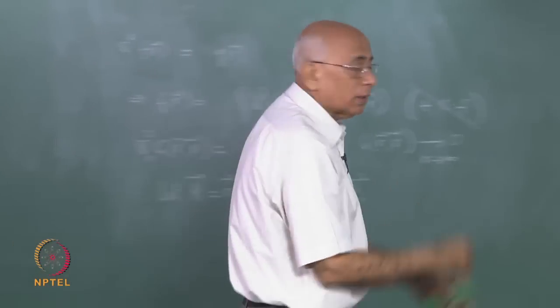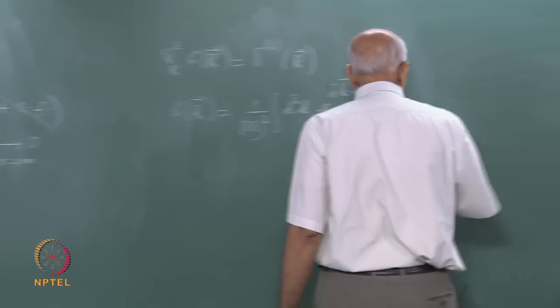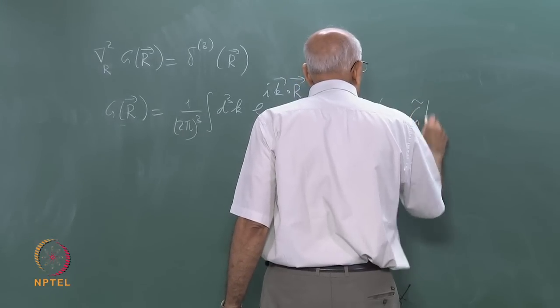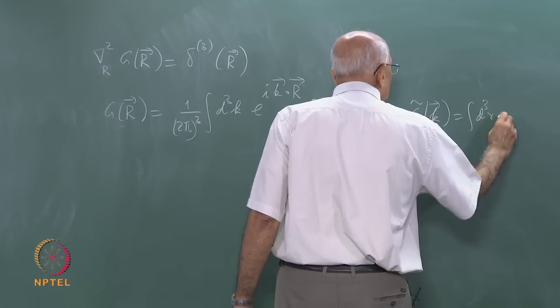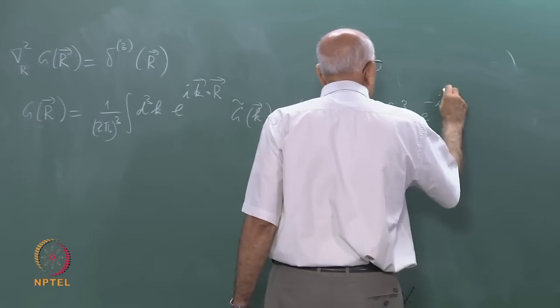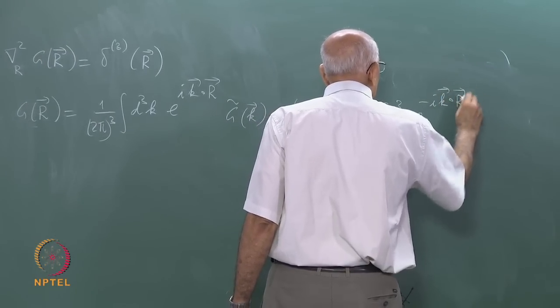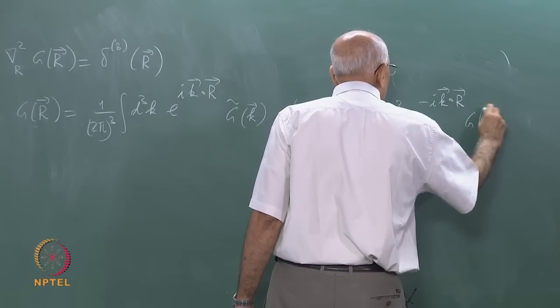And of course there is the inverse relation. This will also imply that g tilde of k is equal to the integral d3r e to the minus i k dot r g of r.